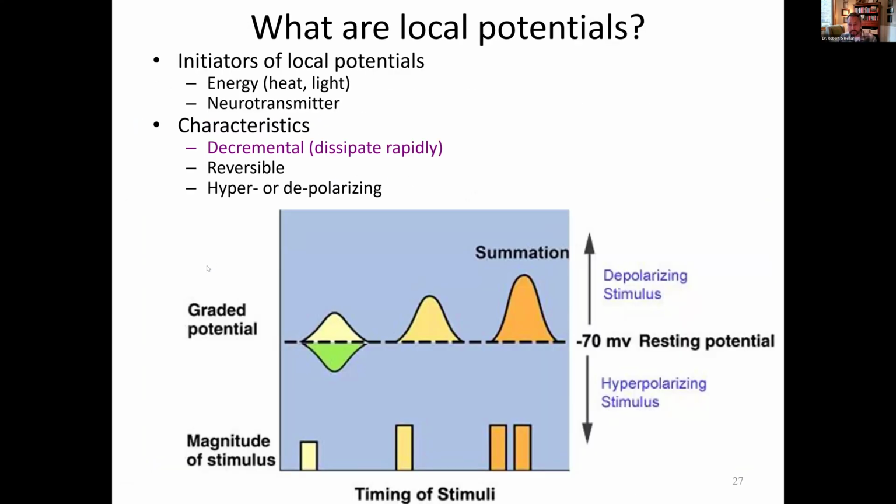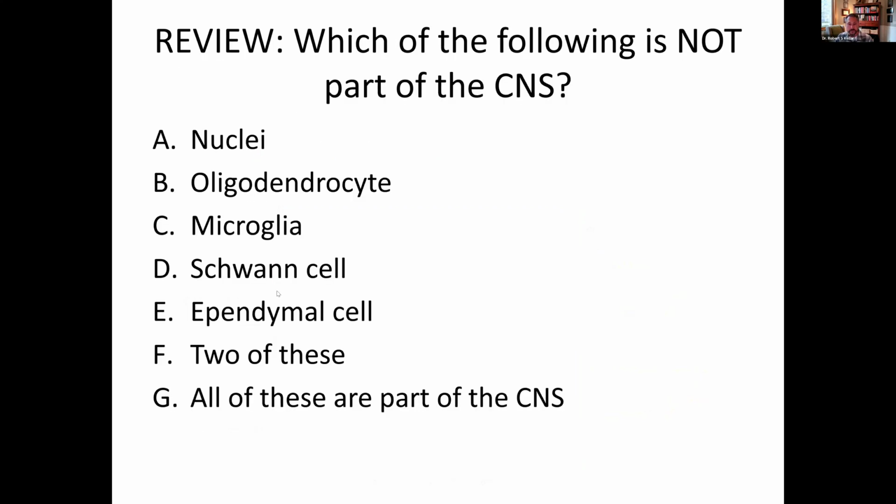So these are the fundamentals that I wanted to introduce before we dive into action potentials and local potentials and how they're firing and how they're being used. A couple of review questions, so let's walk through these together. Which of the following is not part of the central nervous system? Nuclei, oligodendrocyte, microglia, Schwann cell, ependymal cell. Two of these or all of them are part of the central nervous system. If you answered D, the Schwann cell, you'd be correct, because the Schwann cell is actually in the periphery, right?